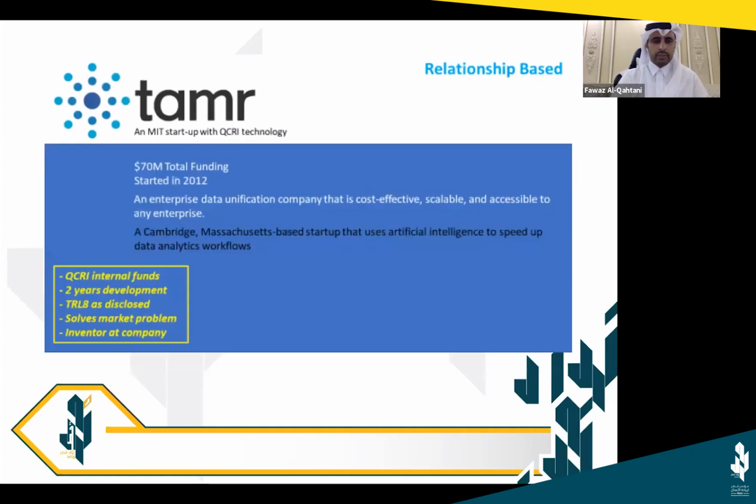The second one is Tamer. This started in 2018. The value of the company right now is 70 million, or that is the total of funding; I think it's worth more. It's basically a cost-effective system. It's used for data cleaning, and it can be used for AI.